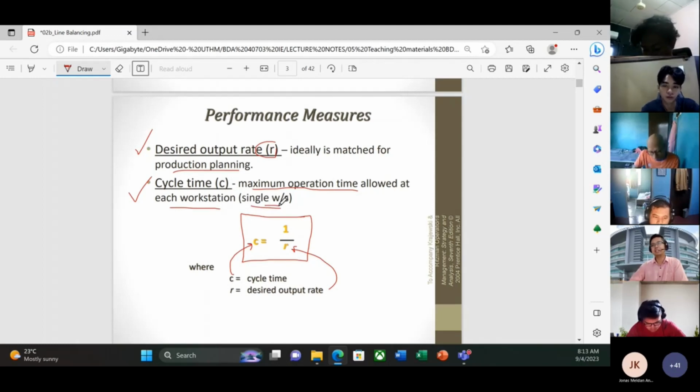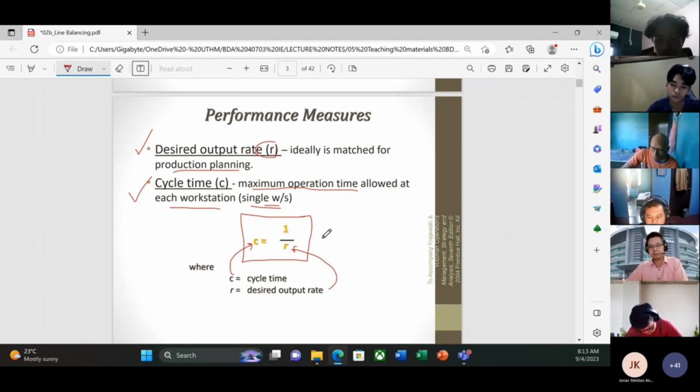In order to calculate this cycle time, this is the formula: cycle time C equals 1 divided by R, where R stands for the desired output rate and C is the cycle time. So please remember this formula.